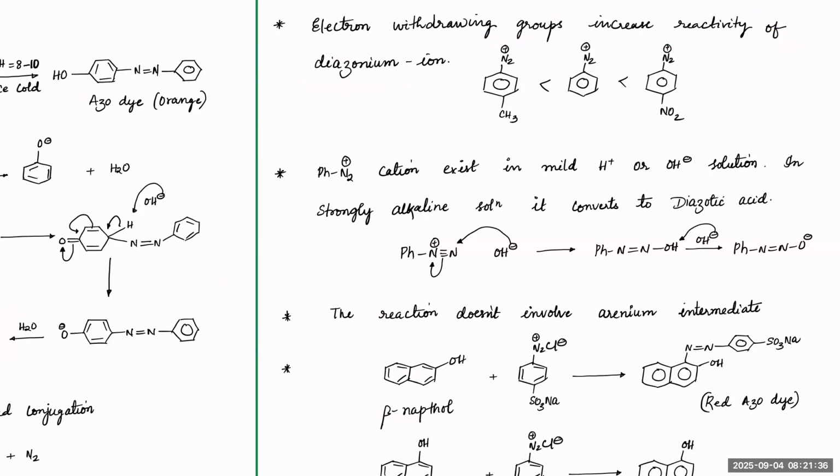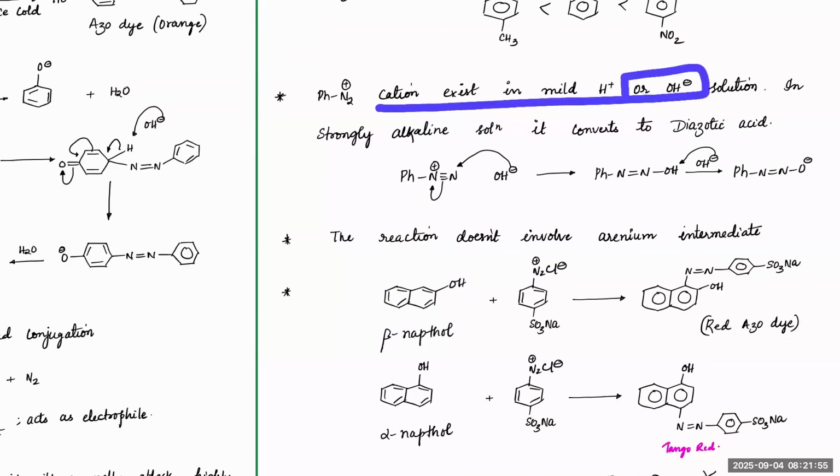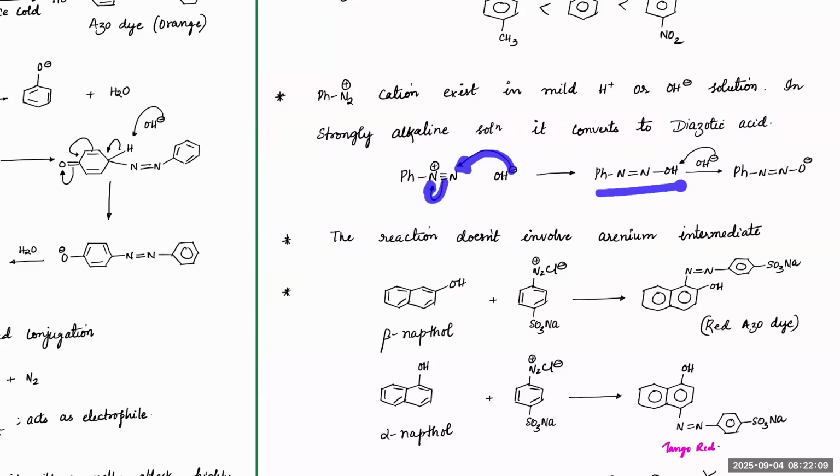So that means if you have methyl or nitro group here, nitro group if you have, it is electron withdrawing. So that means this N2+ would start becoming more and more active for reaction. Next, if the cation exists in a mild H+ or OH minus, then nothing will happen. But if you have a strong alkaline medium, OH minus will attack on this nitrogen, pi bond will shift on this nitrogen, and you'll get this N double bond N form.